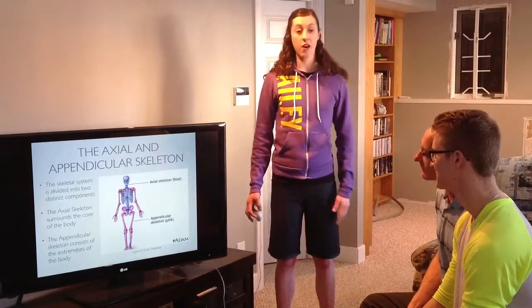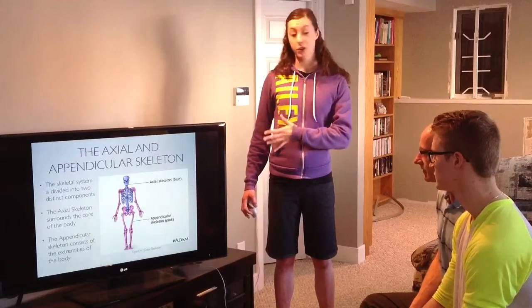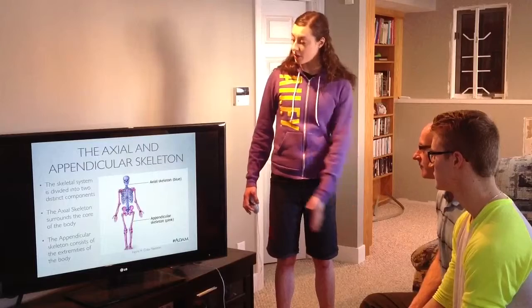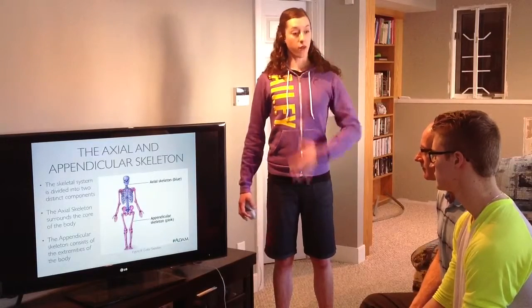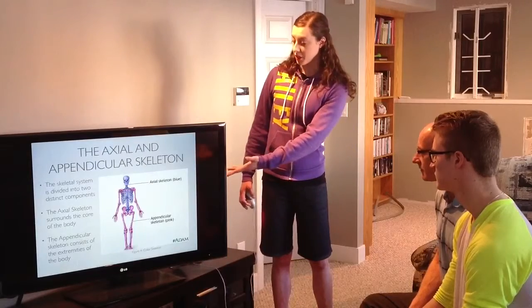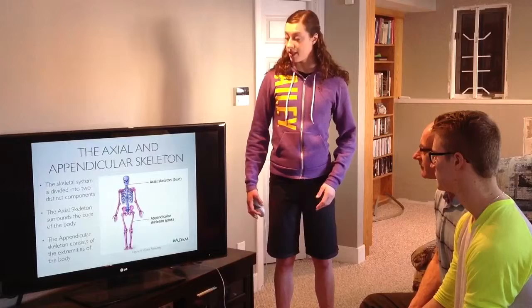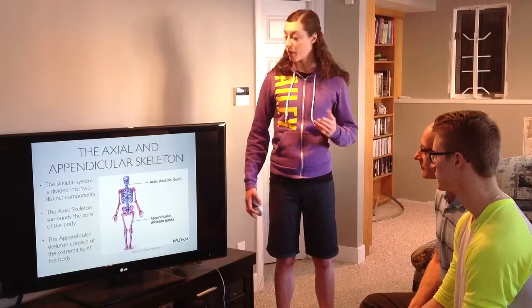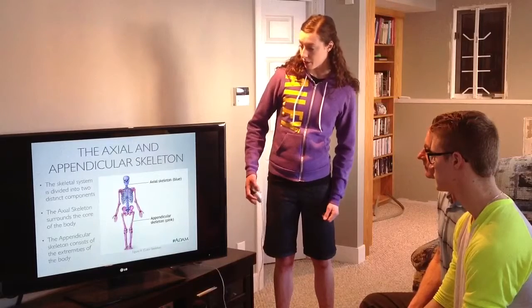All right, so we have 206 bones in the body. They have those 5 major functions, and we can divide them into 2 separate groups. The axial division, which is our core of our body, and the appendicular division, which consists of our limbs, our arms and our legs. This allows us to separate them for better organization and ease of talking about the different bones.